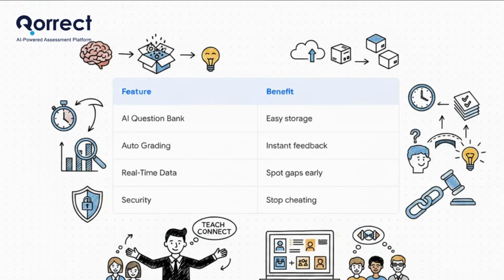Because, let's be real, doing this manually for hundreds of students? Yeah, that's completely overwhelming. But the Qorrect platform takes these advanced features and translates them into massive, real-world time savers. An AI-supported question bank means incredibly easy storage and categorization for you. Automated grading? That equals instant student feedback, and it totally saves your weekends. Real-time analytics let you spot learning gaps instantly, while top-tier anti-cheating security maintains academic integrity. It literally frees you up to focus on the whole reason you're there, actually teaching and connecting with your students.